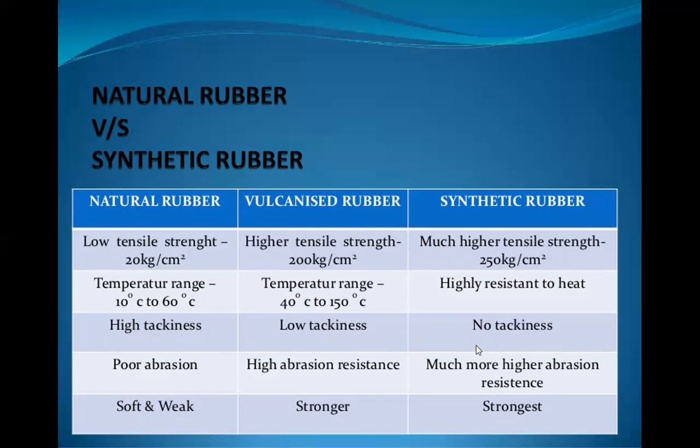Coming to abrasion resistance, synthetic rubber has high abrasion resistance. That means it cannot be easily broken into pieces. Whereas vulcanized rubber has high abrasion resistance, though not much higher than synthetic rubber. Whereas natural rubber has very poor abrasion resistance. That's why it is very soft and weak. Vulcanized rubber is stronger when compared to natural rubber, whereas synthetic rubber is the strongest rubber.